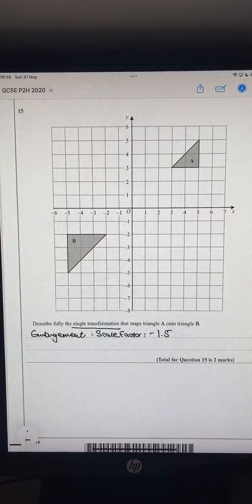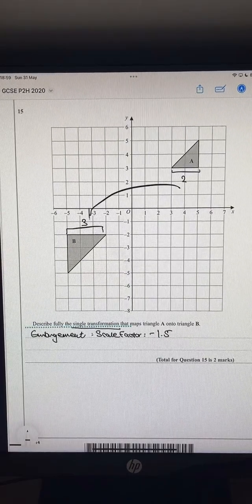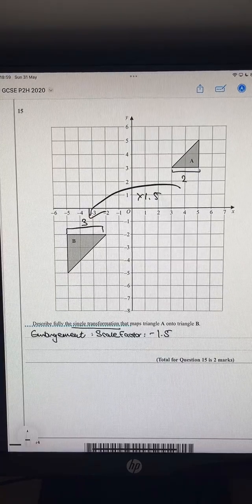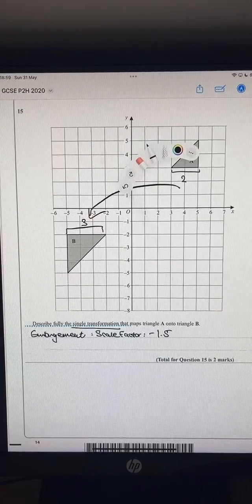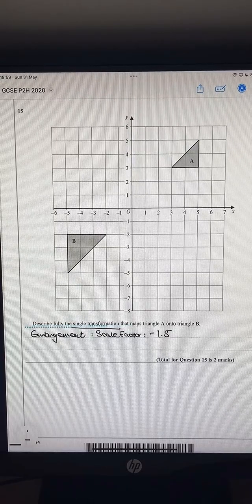How did I get that? Well, my side length here, just pick a side, is 2 squares. Side length here is 3. How am I going to get from 2 to 3? I multiply by 1.5. So my scale factor is times negative 1.5. Now I've got a mark.